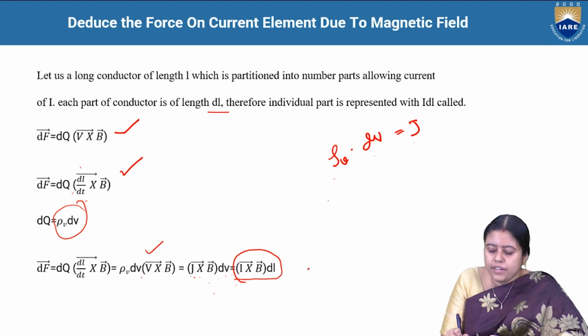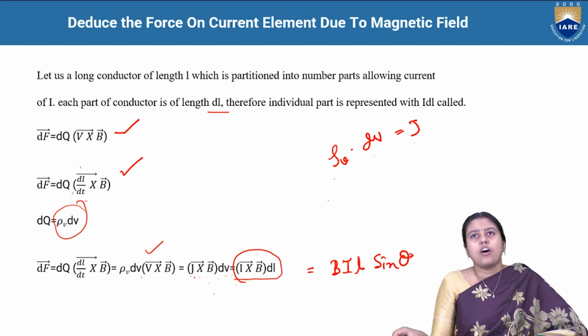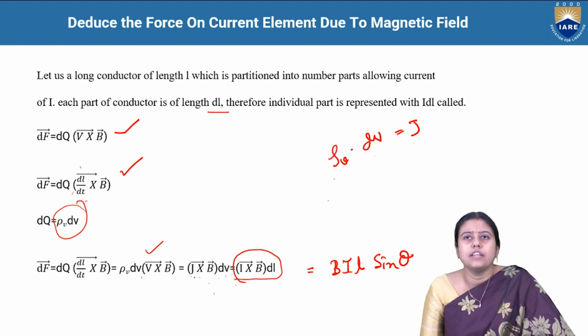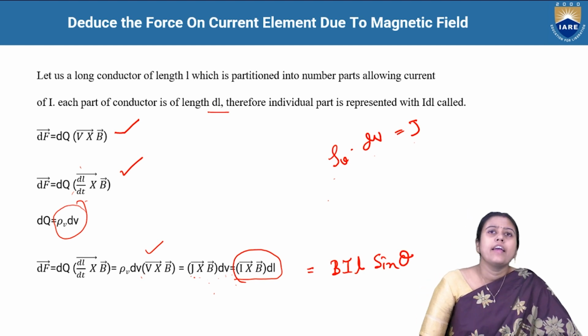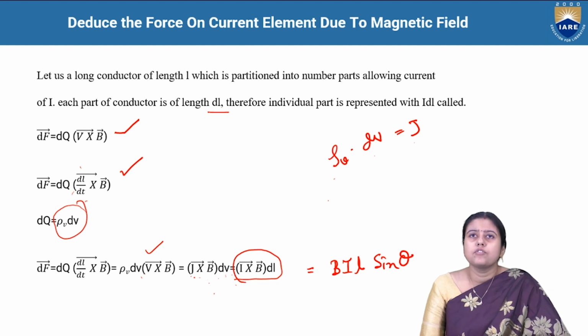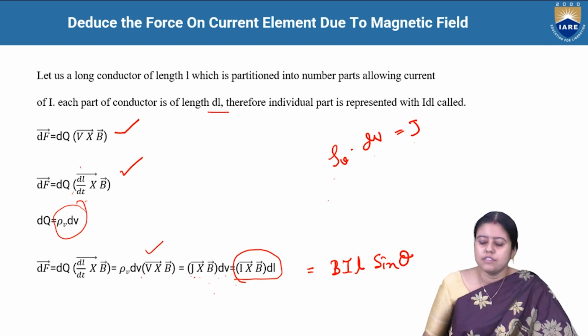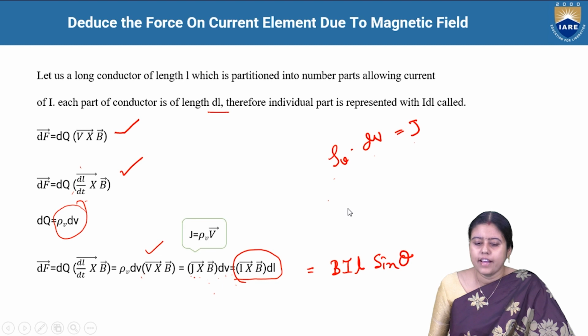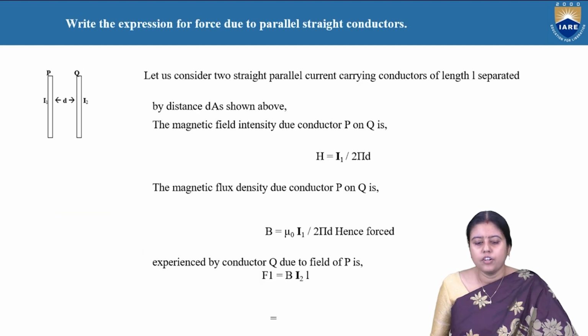F equals B I dl, and also we can write it as B I L sin theta. So the force on a current conductor can be written in a different format. I have discussed it in detail in my previous lecture also. This is one quick revision: the force is equal to B I L sin theta.